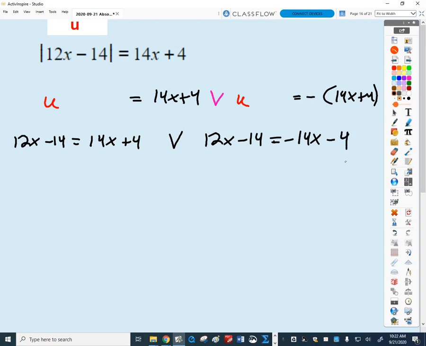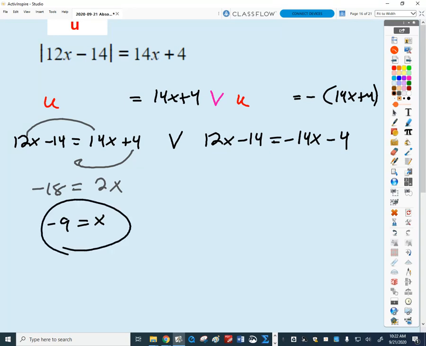I'm just going to solve both of those. Let's see. We could, where are we pushing the x's here? To the right, it looks like, right? We'll subtract 12x, which means we'll push the numbers the other way. So I'm going to get 2x equals negative 18. You guys correct me if I'm wrong here. So I get x equals negative 9 as one solution. Everybody agree? Thumbs up. Did I do it right?